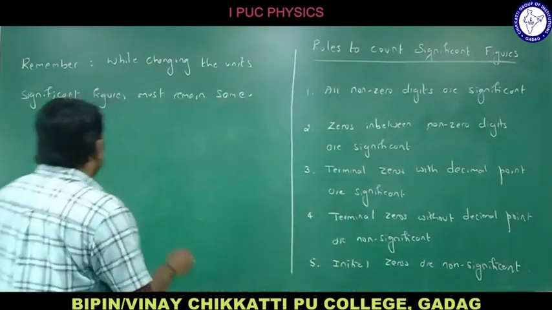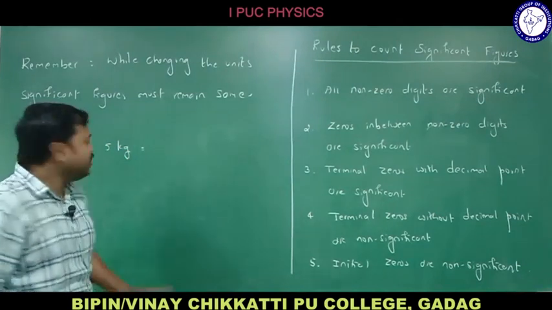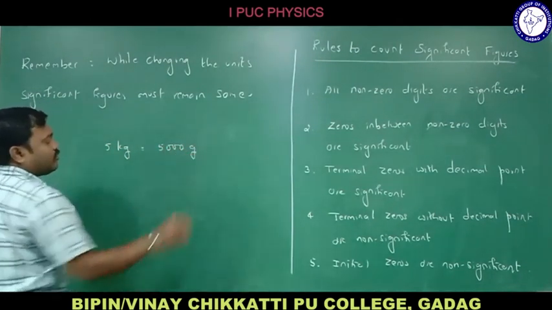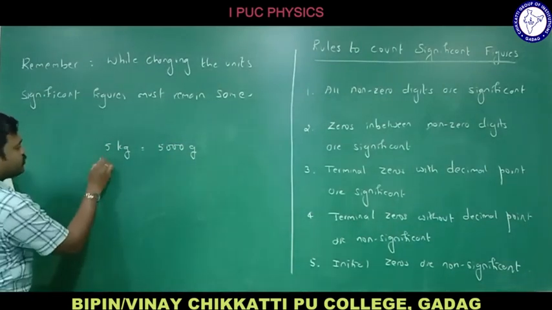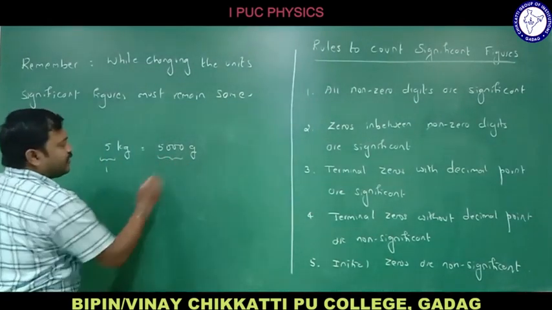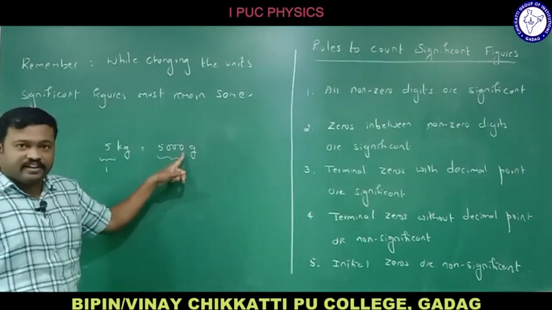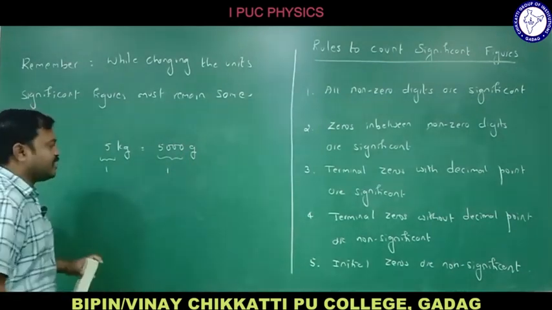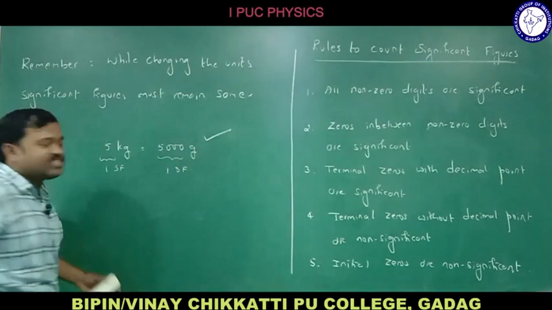For example, if I want to calculate what 5 kg is in terms of grams, this is 5 kg. How much in grams? That is 5,000 grams. How many significant figures are there here? Only one significant figure. There are terminal zeros. Will these terminal zeros become significant? No, because there is no decimal point, so these are not significant. So here one significant figure, here also one significant figure, and this conversion is correct.